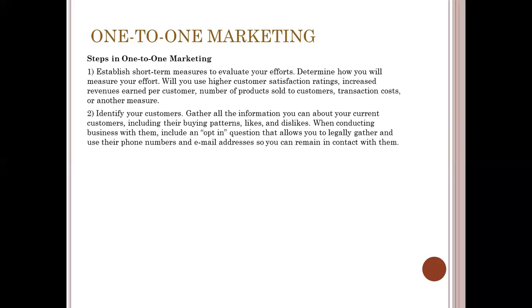Another step is to identify your customers. If we identify our customers, we could gather all the information that we have about our current customers, including their buying patterns, likes, and dislikes. When conducting business with them, include an opt-in question that allows you to legally gather and use their phone numbers and email addresses so you can remain in contact with them. So for this step, make sure that you have gathered their information so you may keep in touch with them and reach out to them for your product launch or new product advertisements as well.